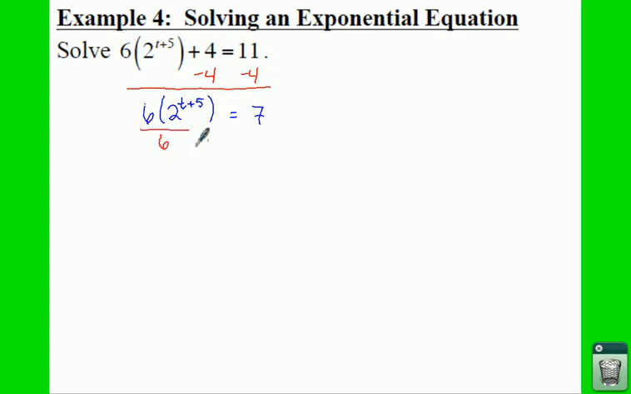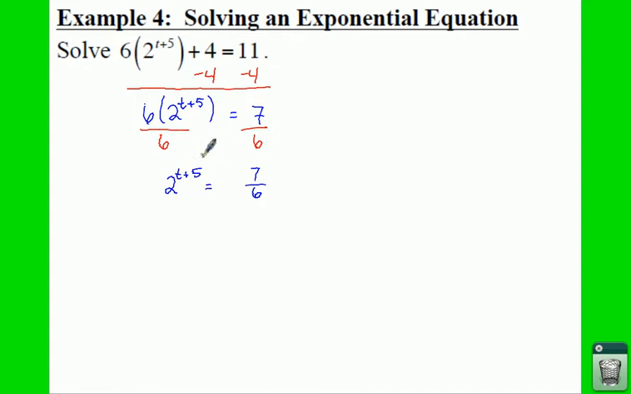Then let's divide by 6, because we've got to get that 2 by itself. So we're going to say 2 to the power of t plus 5 is equal to 7/6.